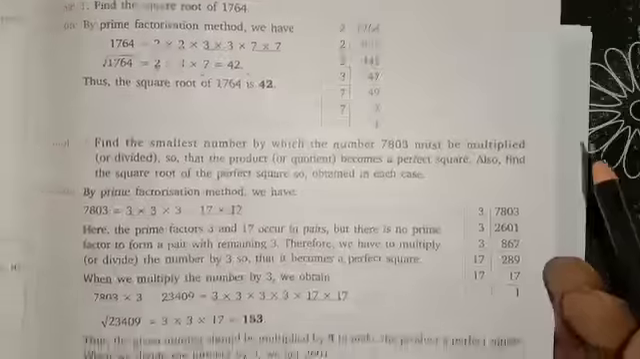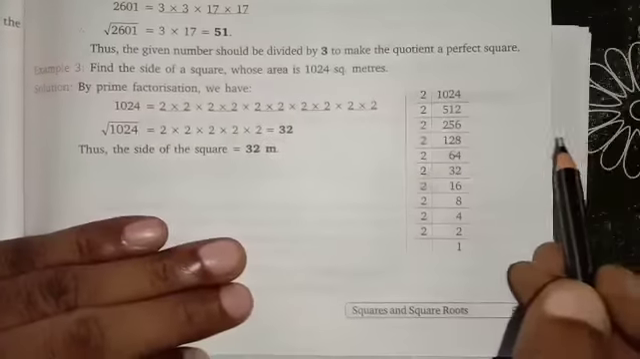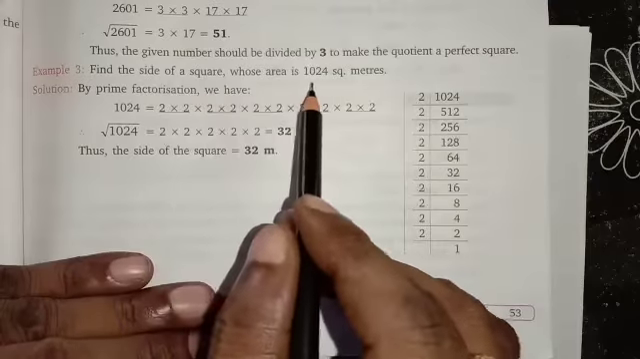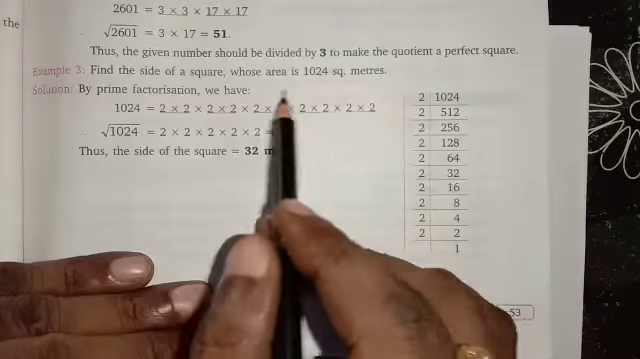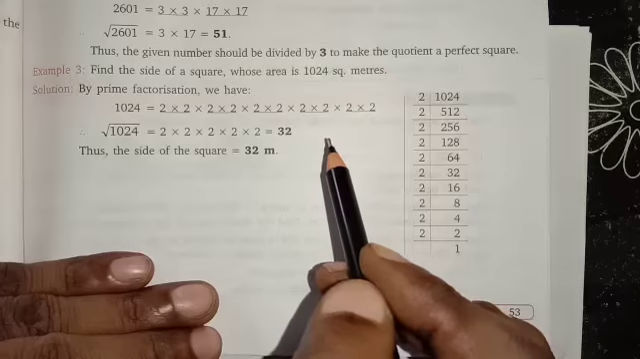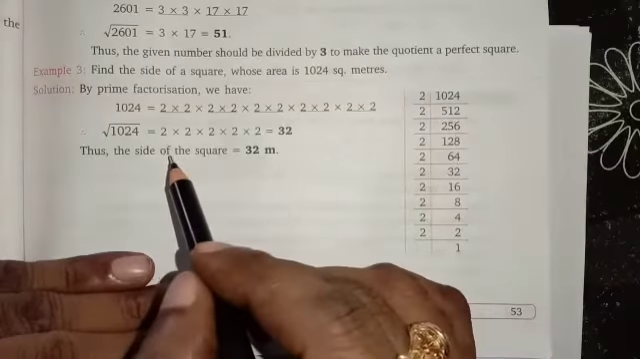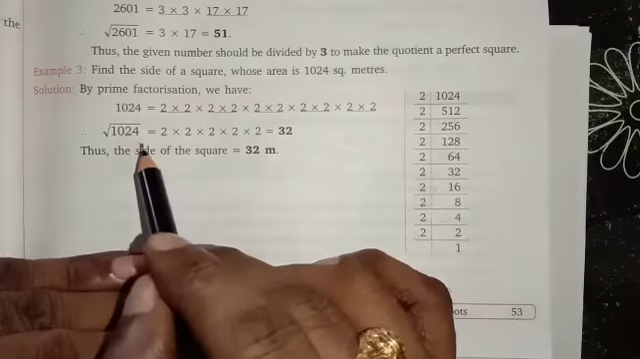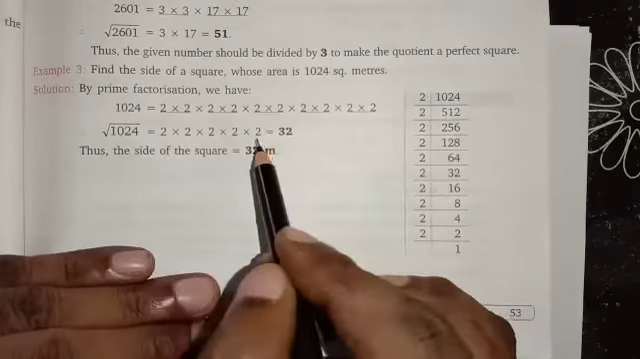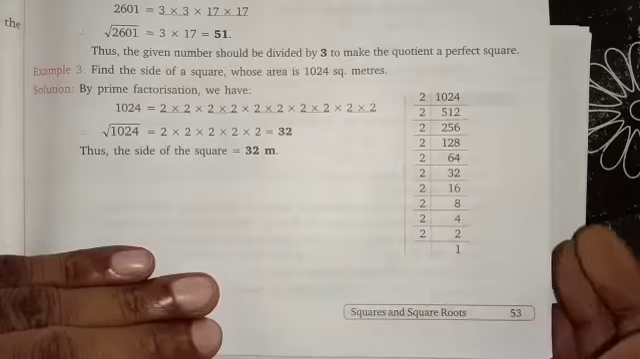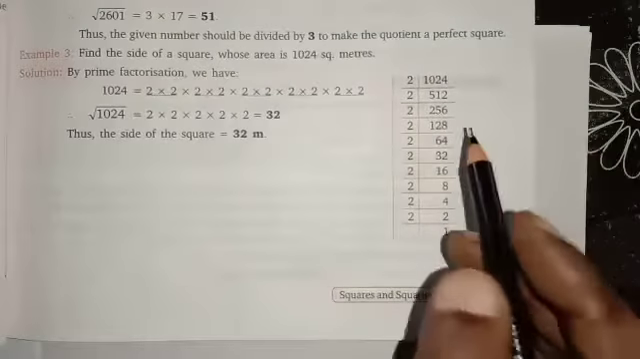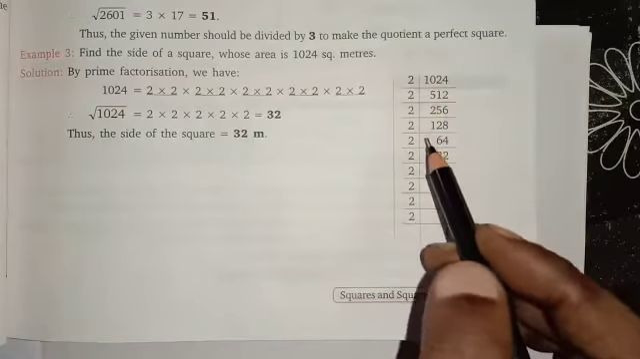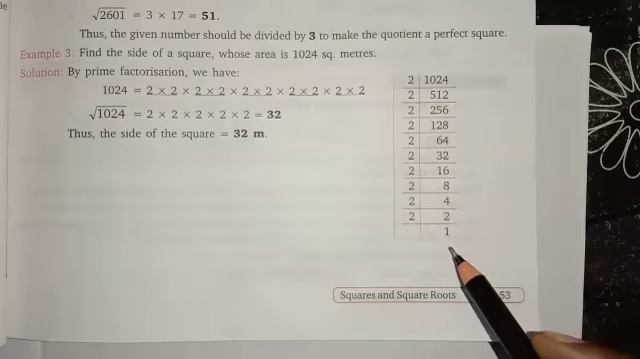Okay. Let us go to one more question. Find the side of a square whose area is given as 1024 square meter. The area of a square, the formula you know, is side squared. Therefore, the side of the square will be the square root of the area, that is the square root of 1024. How to find the square root of a given number? By prime factorization method. You have to factorize 1024 completely.